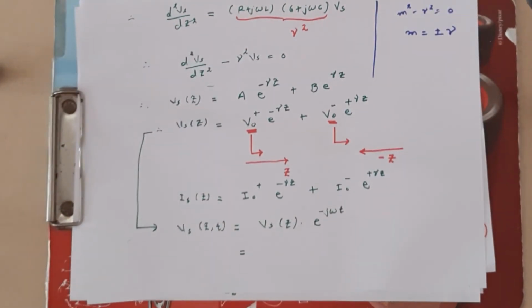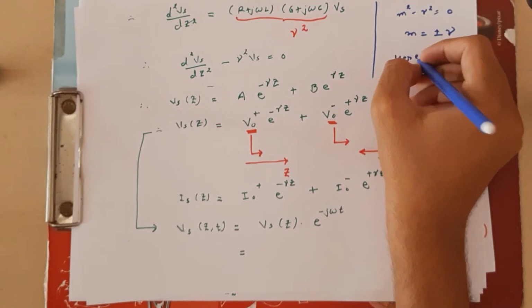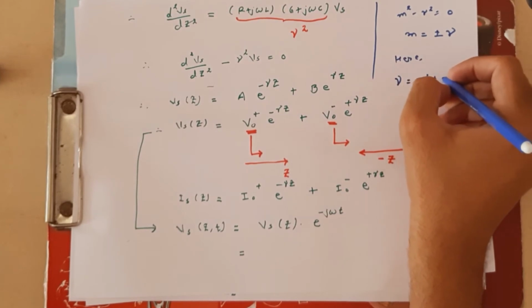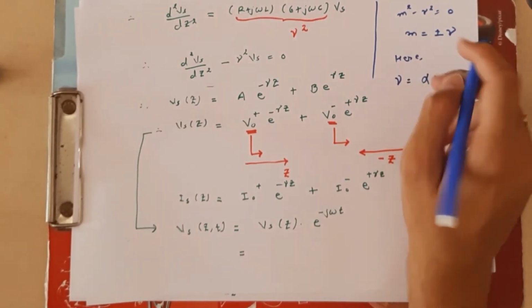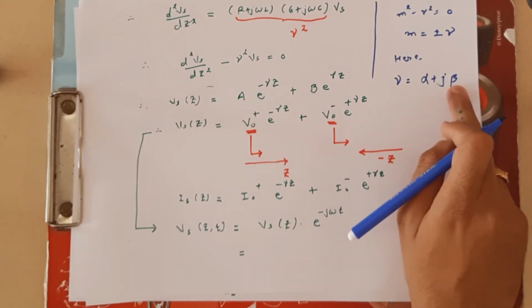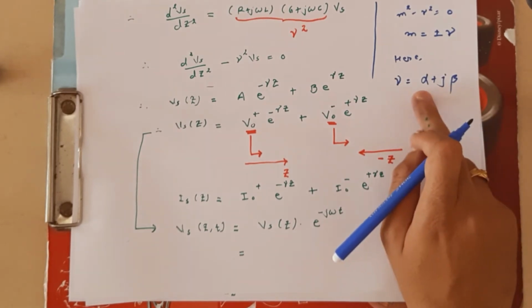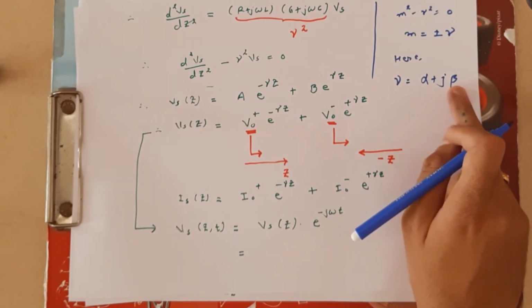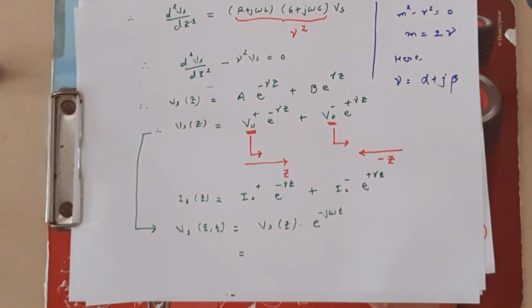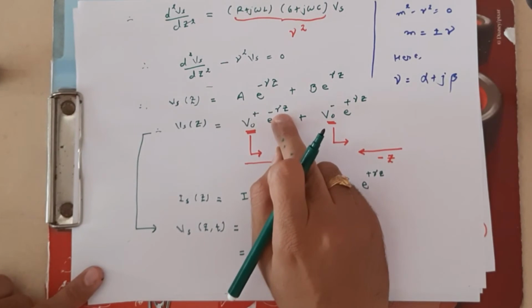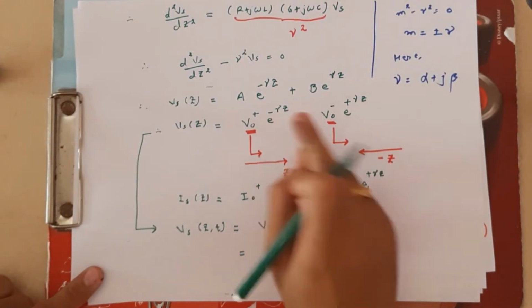Now what is gamma? Gamma is known as the propagation constant, which is the addition of a real part and an imaginary part, alpha plus j beta. What is alpha? Alpha is known as the attenuation constant and beta is known as the phase constant, which we have already discussed in our last chapter. What do you mean by attenuation? What do you mean by the phase constant? We have already discussed this in our last lecture. Clear? So gamma is nothing but alpha plus j beta.